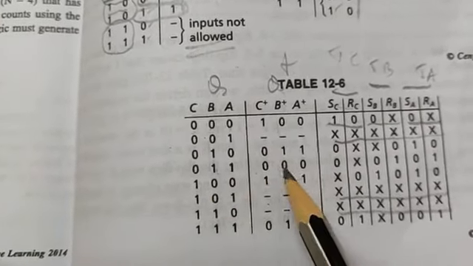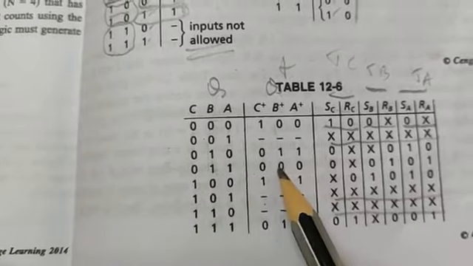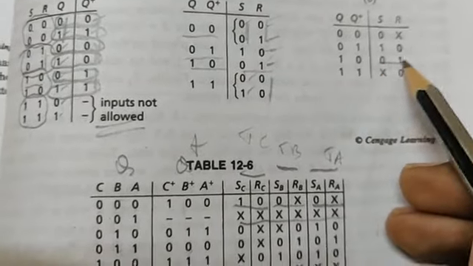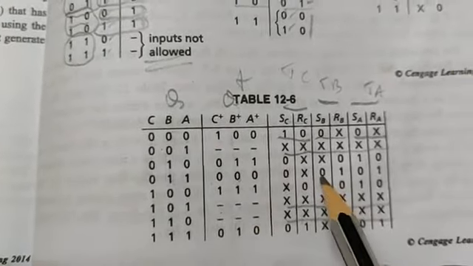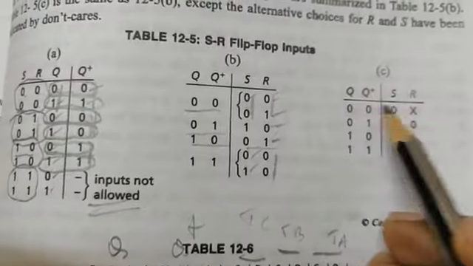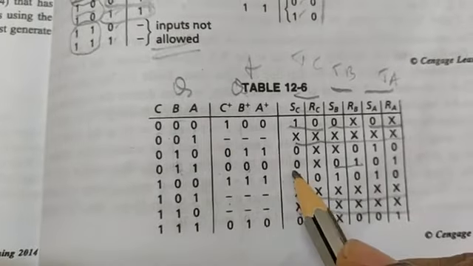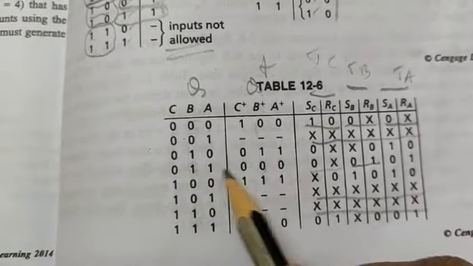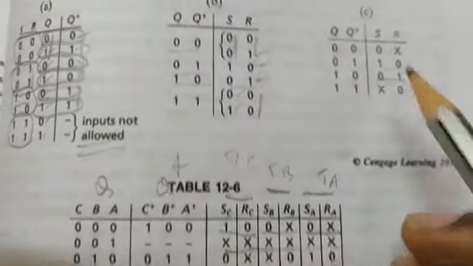I am comparing B and B plus. Present state is 1, next state is 0. Write 0 1. Right? 0 1. Present state is 0, next state is 0, S0x. Present state is 1, next state is 0, 0 1.